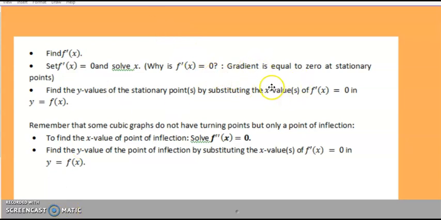The gradient at the stationary points is equal to 0, and we have that understanding that if I have a function, the gradient is equal to 0 because that line runs parallel to the x-axis, either on this side or on that side where it makes the other turning point. So the stationary point is the point where, if a tangent is drawn to the function, it will be parallel to the x-axis.